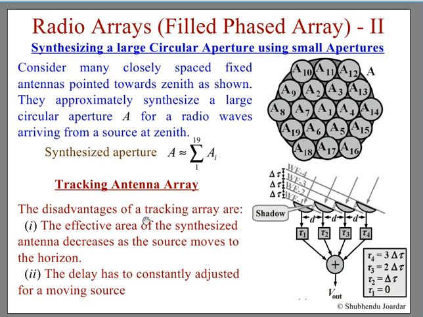The disadvantages of the tracking array are that the effective area of the synthesized antenna decreases as the source moves to the horizon, and the delay has to be constantly adjusted for a moving source. So you have to constantly adjust the delay. These are the delays at any instant of time, you can see here.